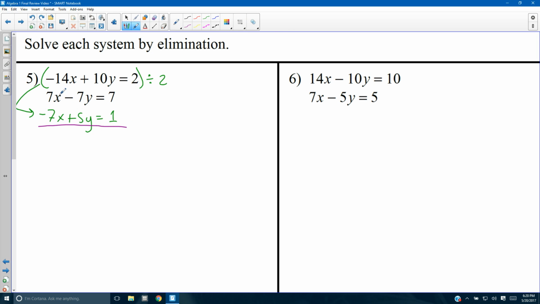All right, 7x minus 7x is 0. Remember, I'm adding down these things, adding a 7 with a negative 7. Negative 7y plus 5y is negative 2y. 7 plus 1 is 8. Negative 2y equals 8. Divide by negative 2, right? Not a positive 2. We want positive y equals. 8 divided by negative 2 is negative 4. So your y value, once again, is negative 4 from eliminating x.